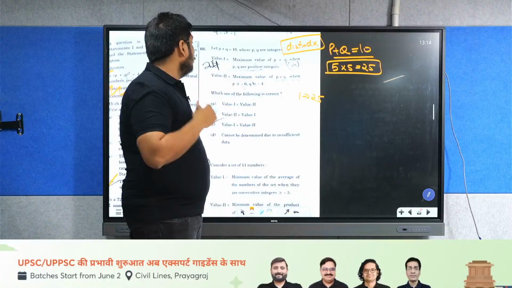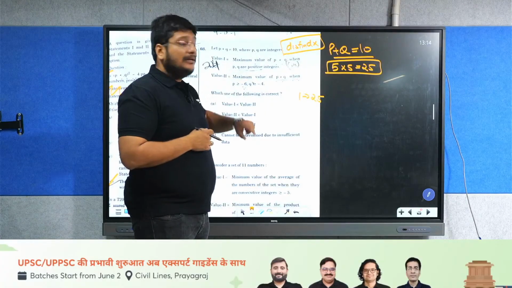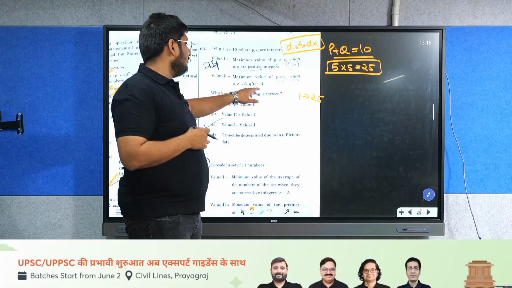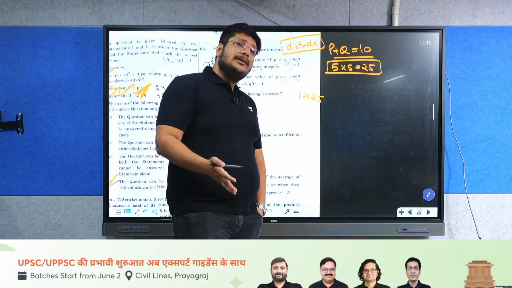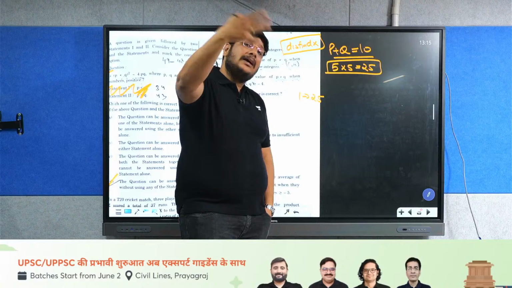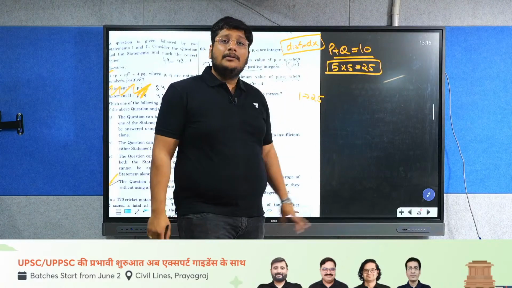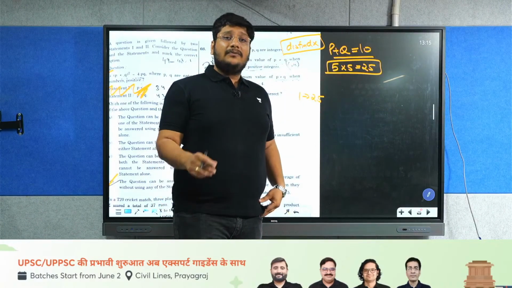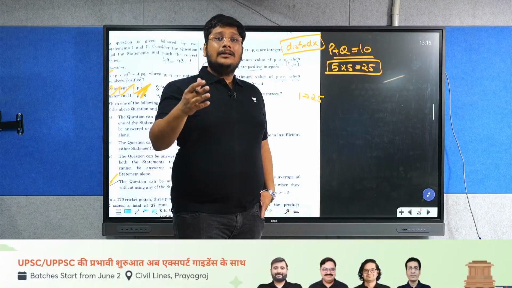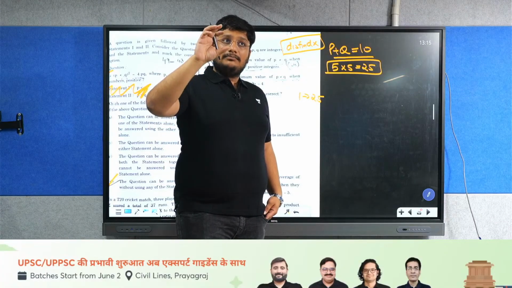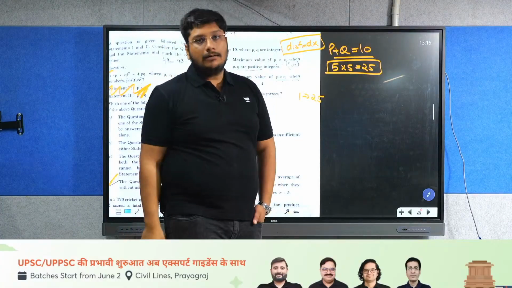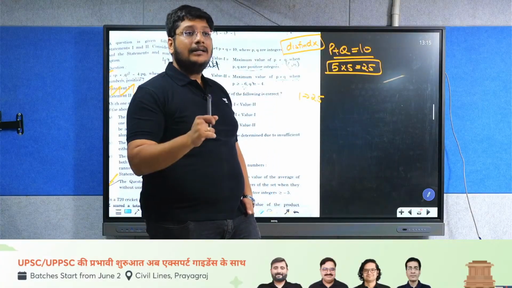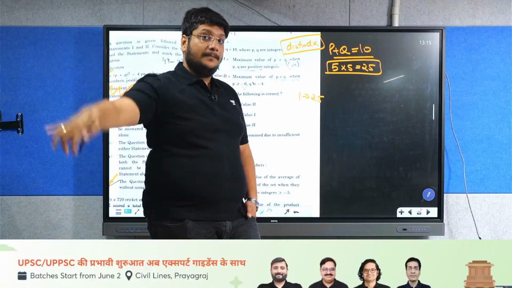What is value 2? Maximum value of P multiplied by Q when P is greater than minus 6, Q is greater than minus 4. See, it has just given us a range, but it has greater than. Now, maximum value will always be when both are the same. Because if I have been given the perimeter, the largest area would always be in a square, not in a rectangle. You can check that.